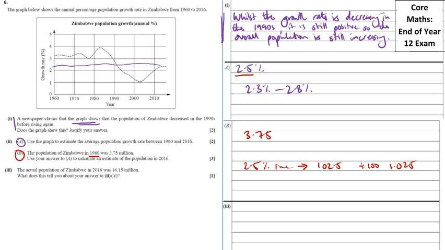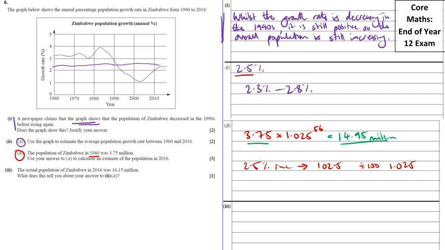So it's 3.75 million times 1.025. And then the power we need is the number of years, which in this case is 56. In the question here, we've just been given the population to 2 decimal places. So I'm going to give the answer to the same level. So that gives us 14.95 million. And that's our estimate of the population in 2016.